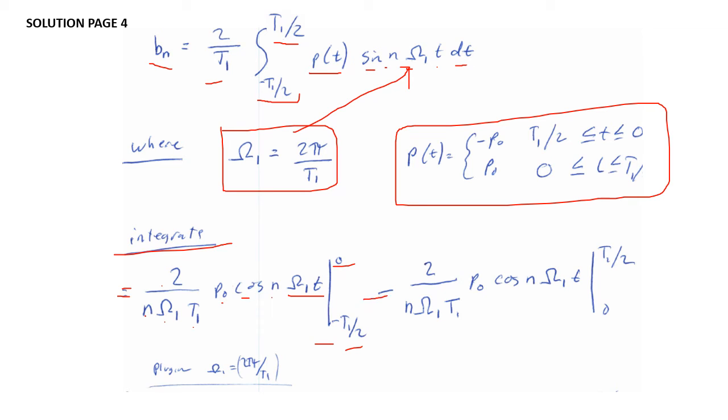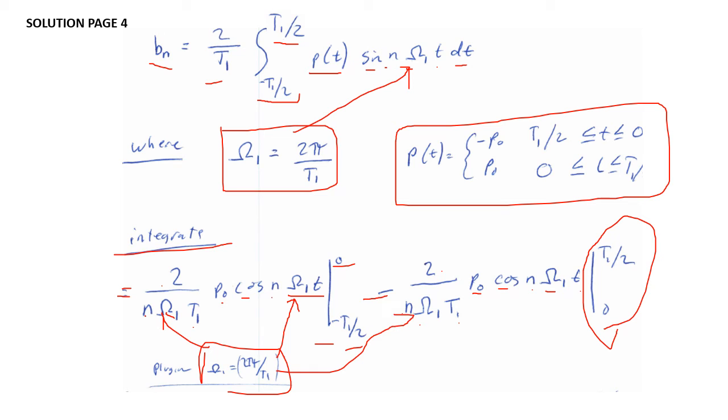And this is minus, on our right-hand side, 2 over n omega 1 t1 p naught cosine n omega 1 t, evaluated now from 0 to t1 over 2. And again, now we have this expression here for omega 1 that we can plug in here as well. There, there, and there as well.